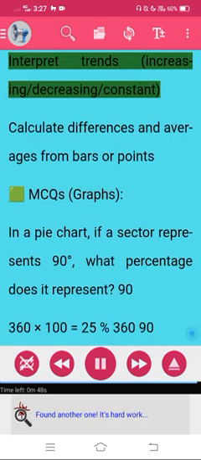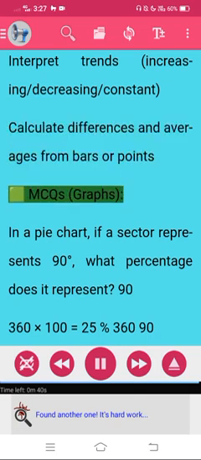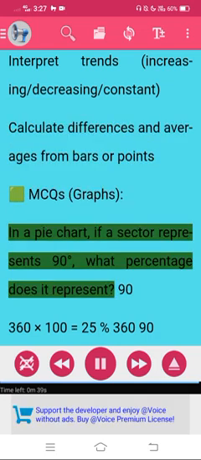Understand axis labels. Interpret trends: increasing, decreasing, constant. Calculate differences and averages from bars or points. Green square MCQs on graphs. In a pie chart, if a sector represents 90 degrees, what percentage does it represent?